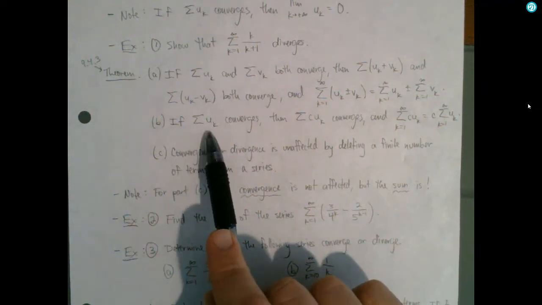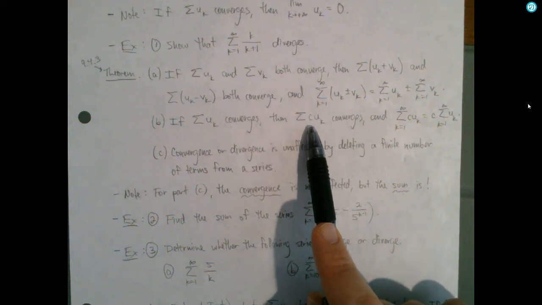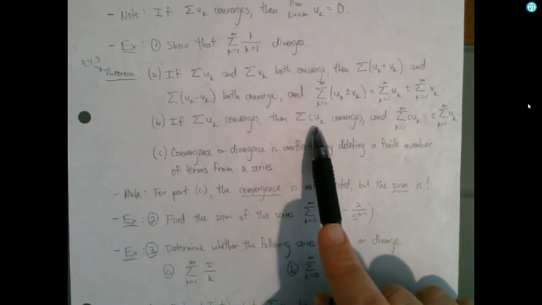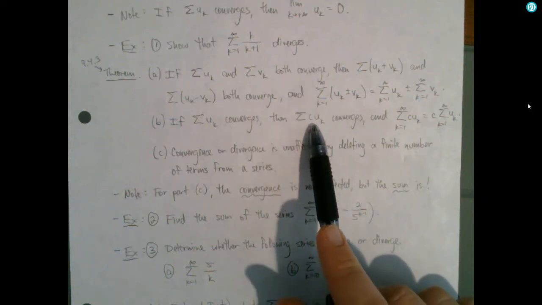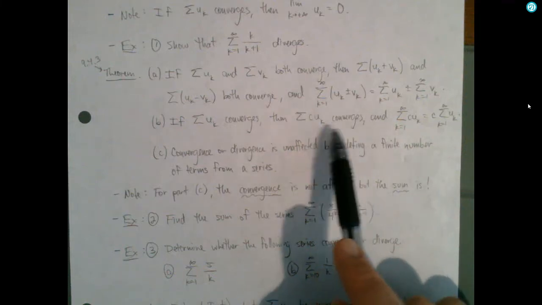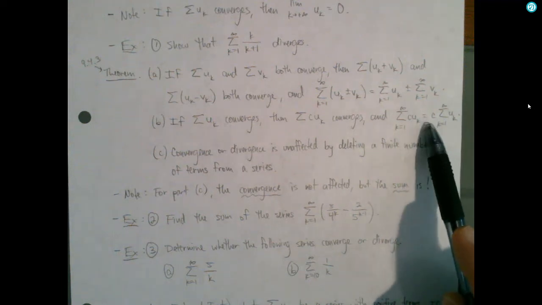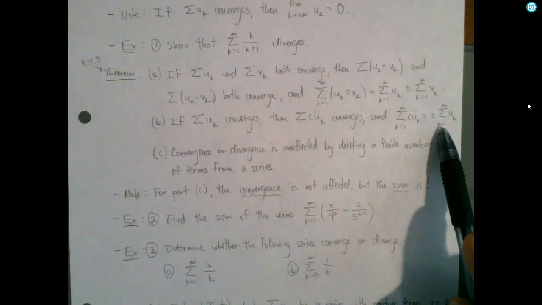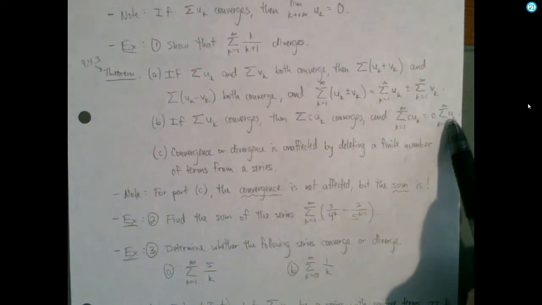If the sum of U_k converges, then the series C times U sub k is also going to converge for any real number C. So this is true for any real number C. And in that case, you can pull that constant out of the summand, right? You can pull that constant out of the summand. That's what that's called.